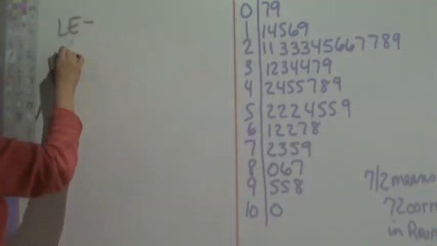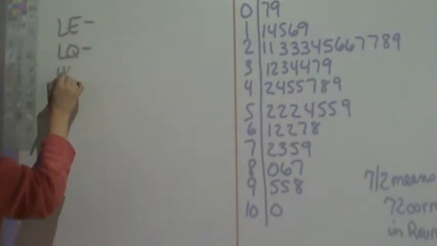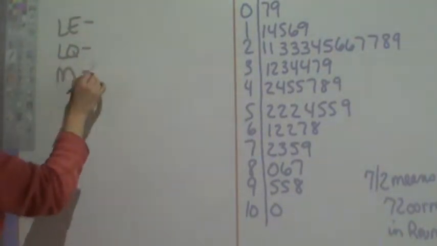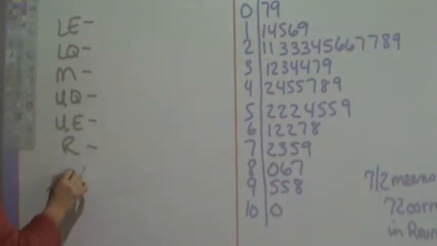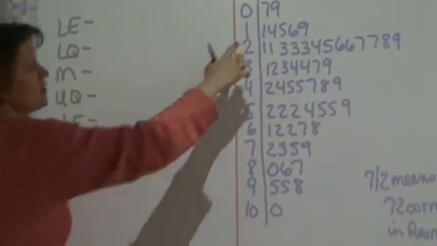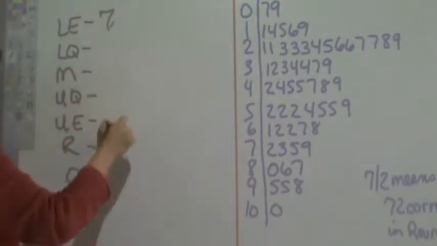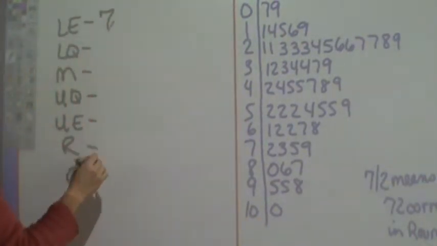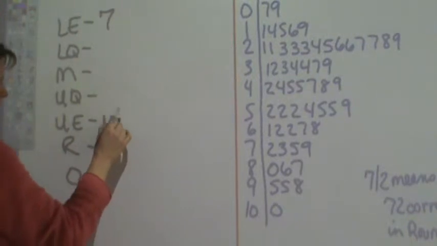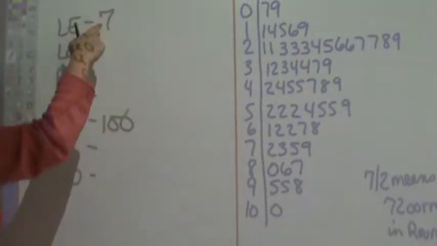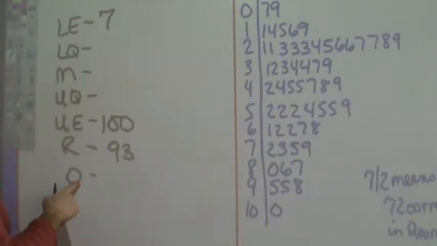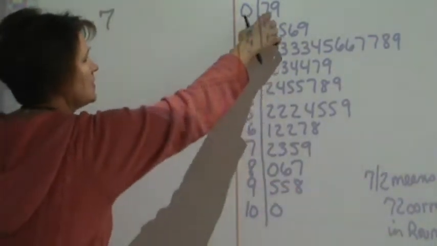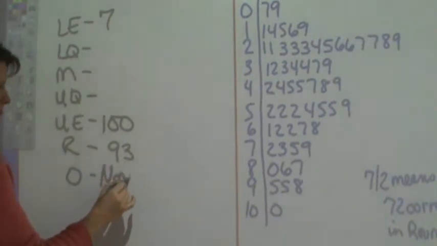Okay, so again, we need our list: lower extreme, lower quartile, median, upper quartile, upper extreme, range, outlier. Our lower extreme, so our smallest score this time, was a 7. Our biggest score was 100. And if I subtract those two, that's my range. And my outlier, let's see, this is 2 away, and this is 2 away, so none.